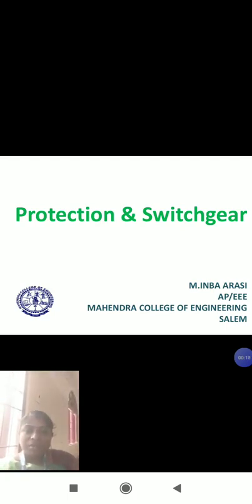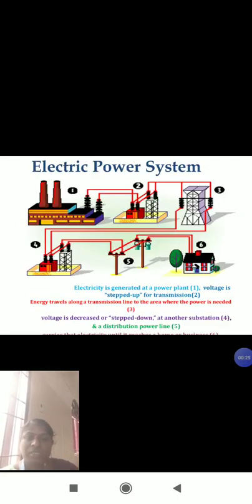So let me talk about protection and switchgear. So what is the need of protection? If protection is not provided, the electrical equipments will be damaged and it will cause severe injuries to the personnel working in the station also.